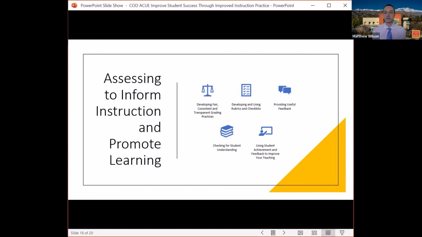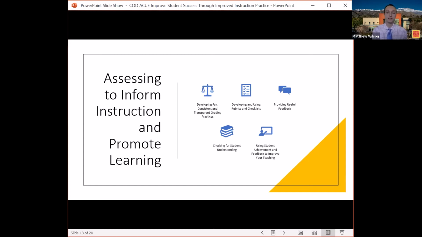developing or delivering fair, consistent, and transparent grading practices. Developing and using rubrics and checklists properly. Providing useful feedback to your students, make sure it's timely, enough detail that they understand what's going on. Checking for student understanding. How to check those on a regular basis. Understanding how their responses can let you understand how you're doing. And that's what this last one is that's very valuable.